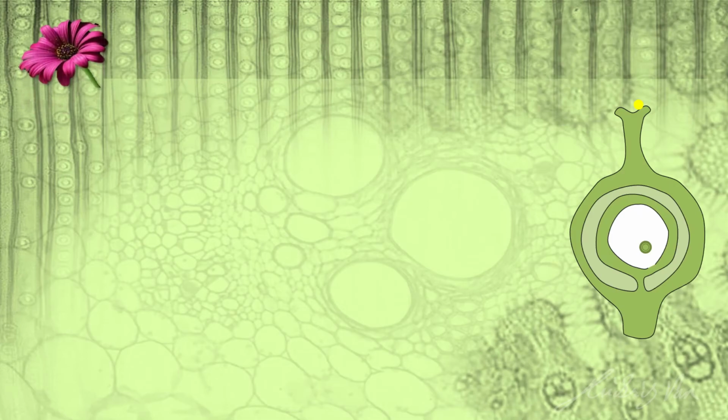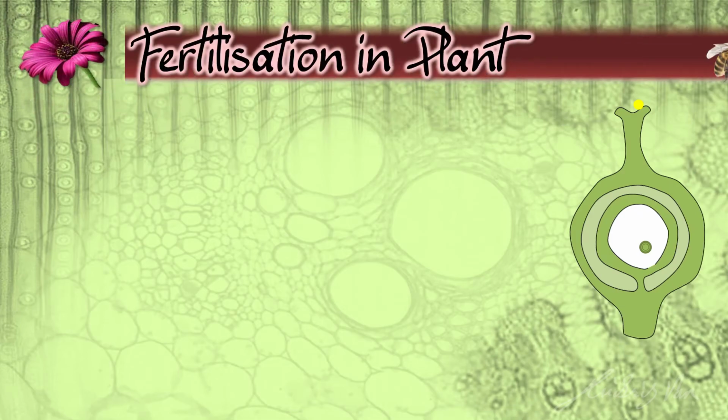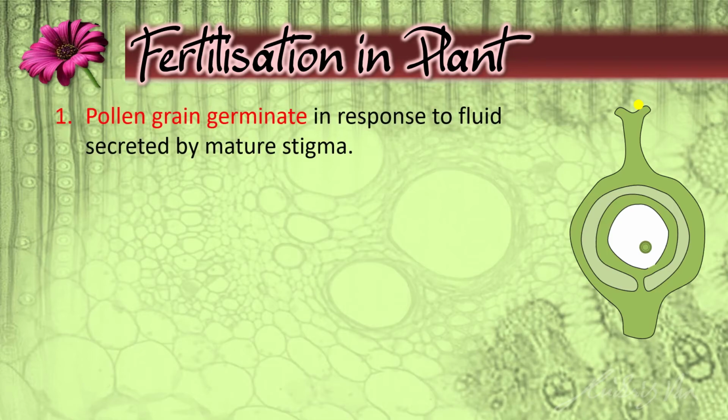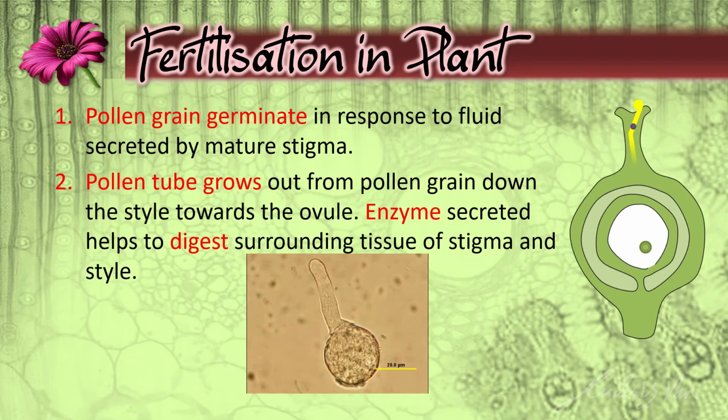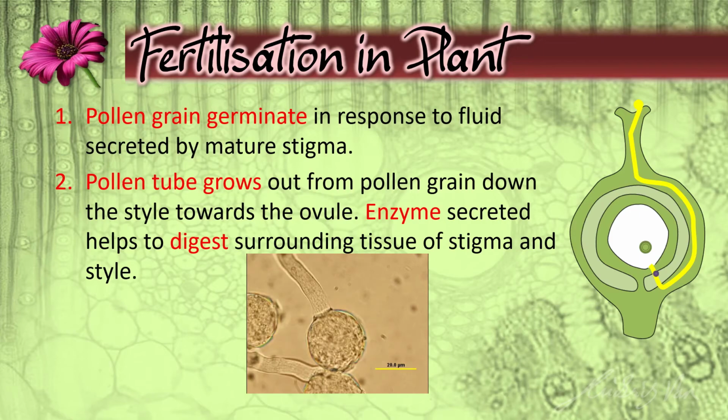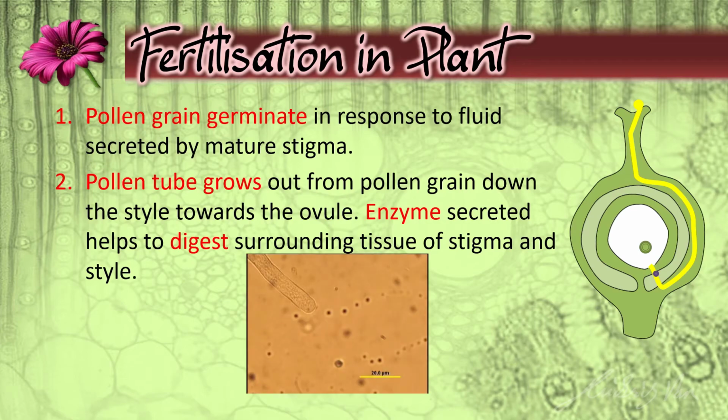After pollination, what will take place is fertilization. When the pollen grain lands onto a mature stigma, the fluid in the stigma will help to cause the pollen grain to germinate. So the pollen tube will grow out from the pollen grain down the style towards the ovule. Enzymes will be secreted, which will help to digest the surrounding tissue of the stigma and style, forming the pollen tube.